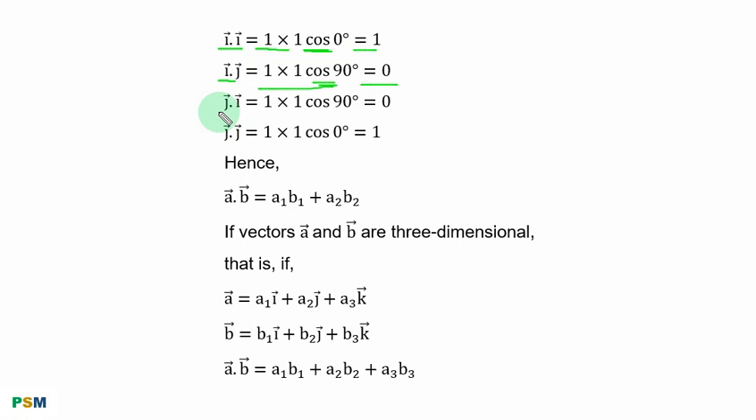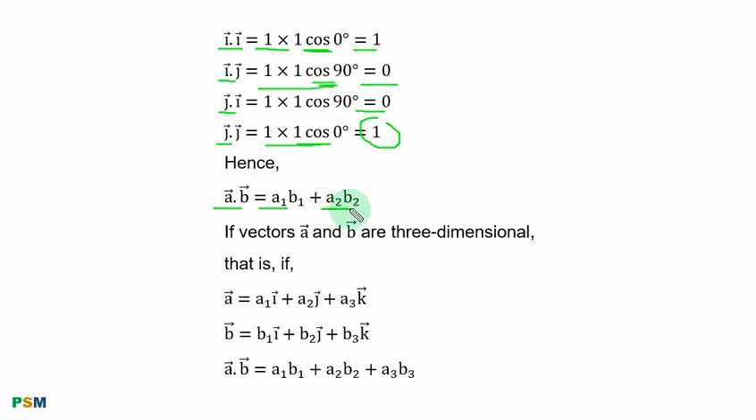Then you take vector J dot I, different directions, you also have 0. Then vector J dot vector J, they are in the same direction. The angle between them is 0. When you simplify, you have 1. Hence, vector A dot vector B is equal to A1 B1 plus A2 B2.